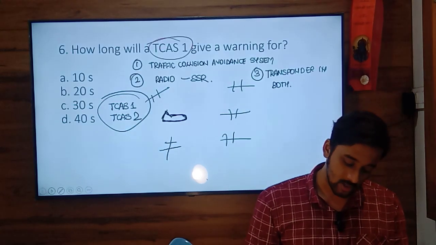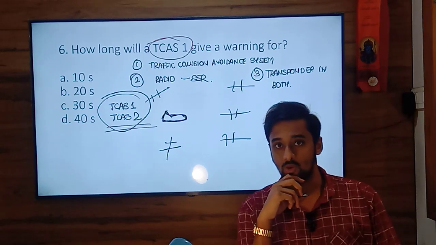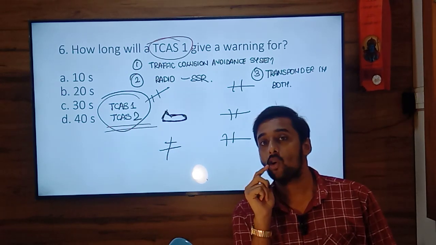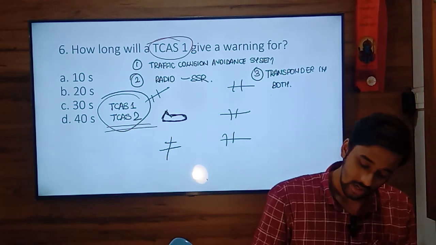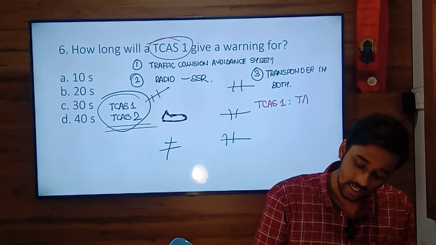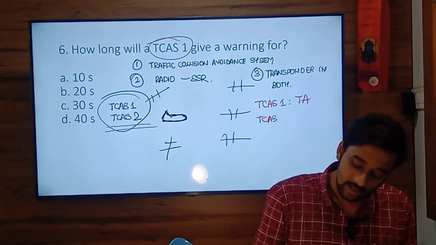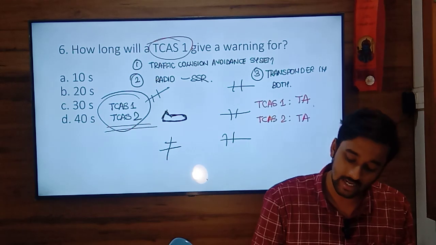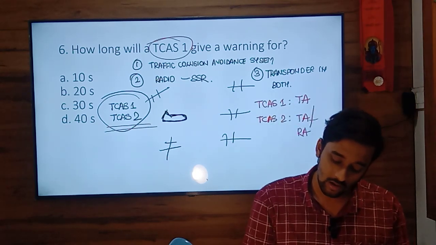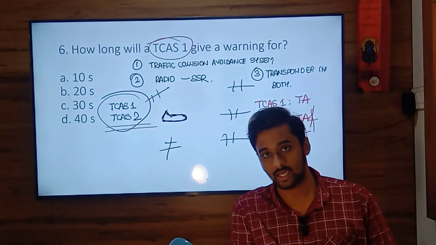Now we have two types of TCAS, TCAS 1 and TCAS 2. In TCAS 1 system, aircraft that have TCAS 1 will only get traffic advisory. So TCAS 1 only gives traffic advisory. TCAS 2 will give you traffic advisory. It's a technological development, and it will also give you resolution advisory.